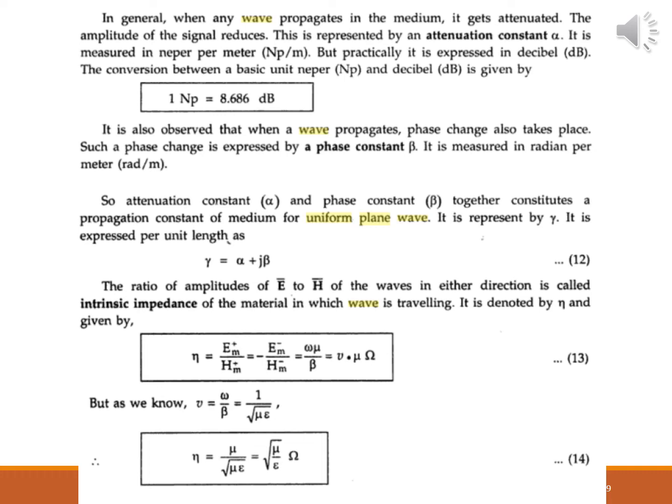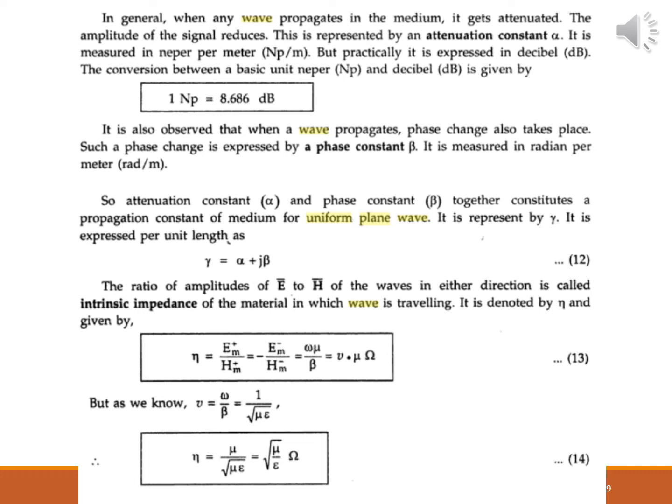So now some constants of the wave that you need to know. The first constant is called the attenuation constant alpha. These are some terms associated with a wave. In general, when any wave propagates in a medium, there is a certain amount of attenuation. The wave gets attenuated, that is, the amplitude of the signal reduces, and this is represented by a constant known as the attenuation constant, and the unit is Neper per meter.